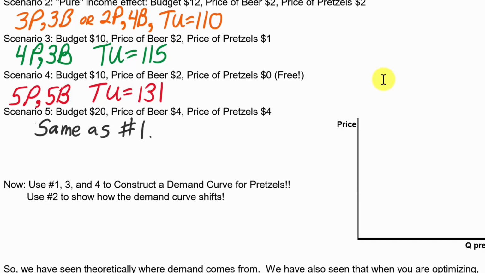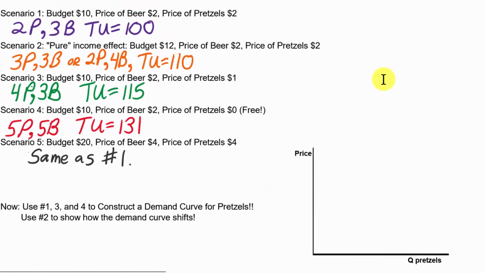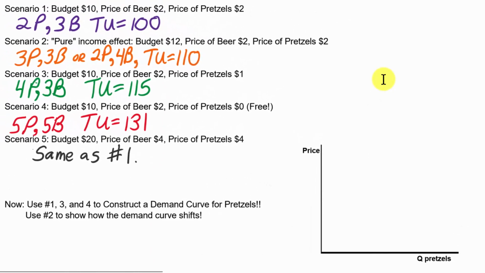Okay, so that brings us to the last thing we can do. Let's wrap up this whole scenario in a bow and see what we can really learn from this. Well, we can see where demand comes from. Remember what a demand curve tells us. It tells us how, as the price changes, ceteris paribus, the quantity demanded changes. So what we can do is use scenarios 1, 3, and 4 here to make a demand curve.